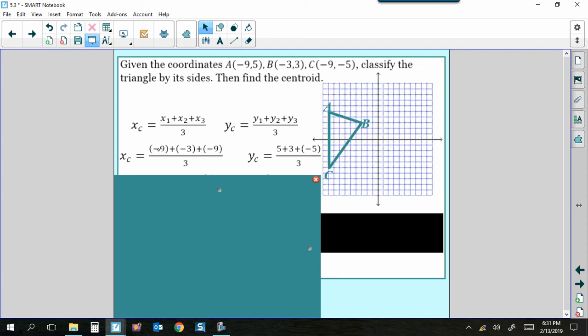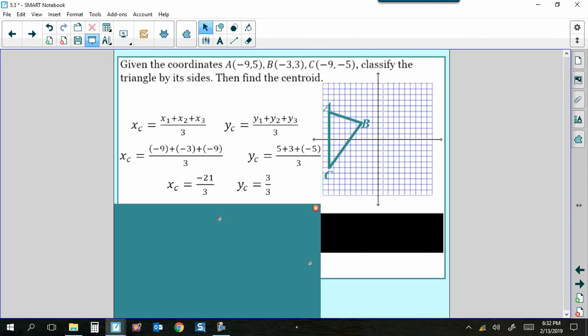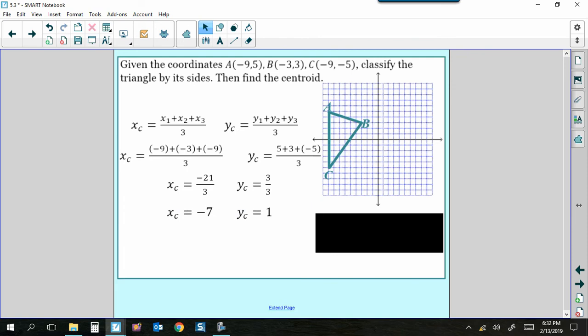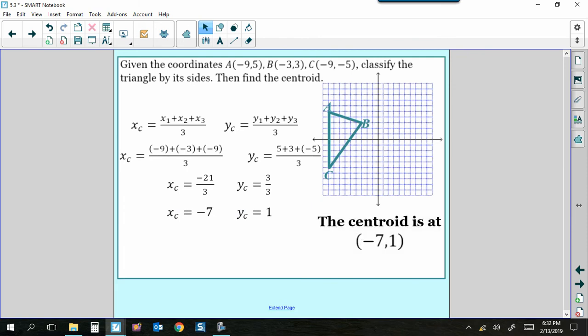Over here on x, negative 9 and negative 9 is negative 18. Add that to negative 3, we get negative 21. Over here, the 5's cancel out and you're left with 3 over 3. Lastly, we can divide these out and get integers. Negative 21 over 3 is going to be negative 7, and 3 divided by 3 is going to be 1. So we can write that the centroid of this triangle is at negative 7, 1.